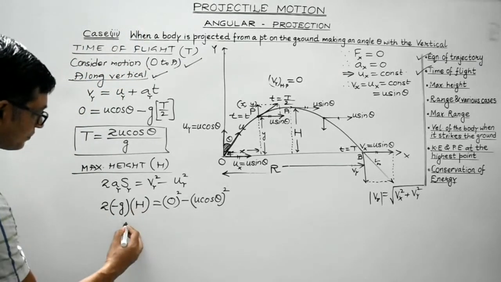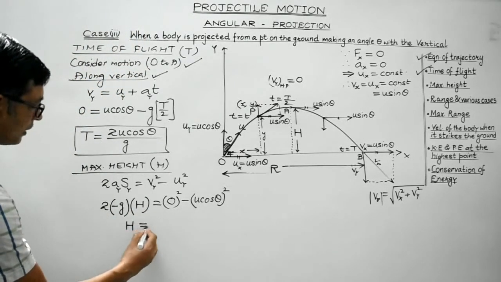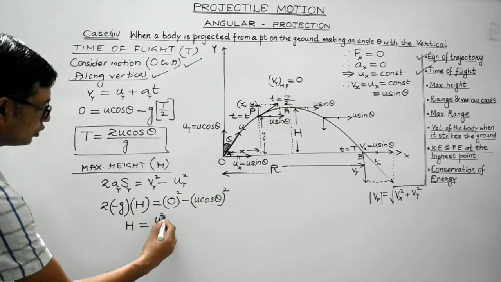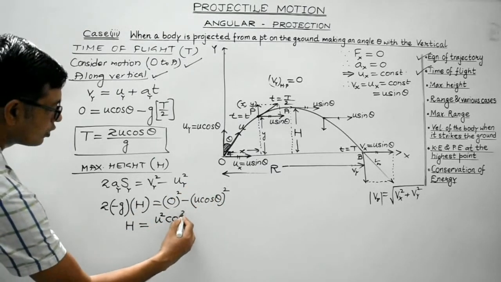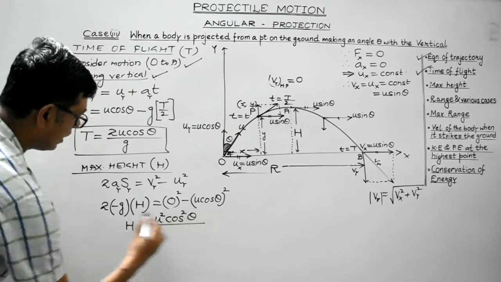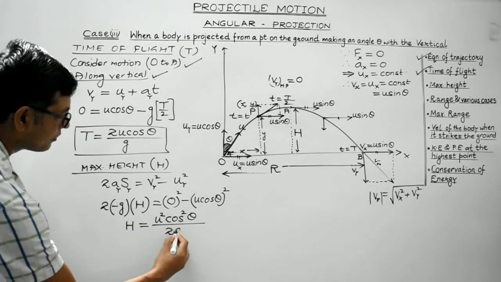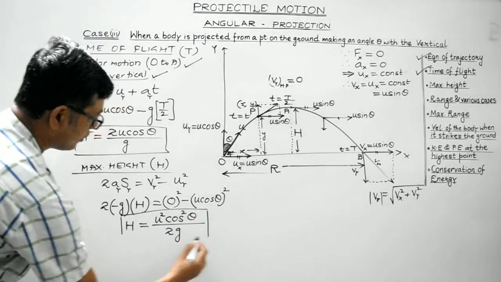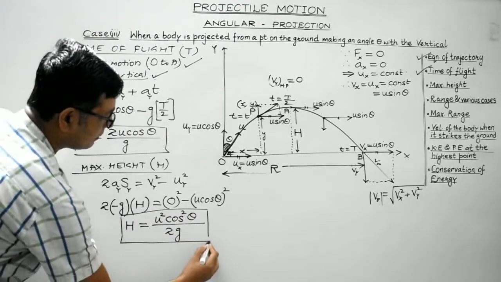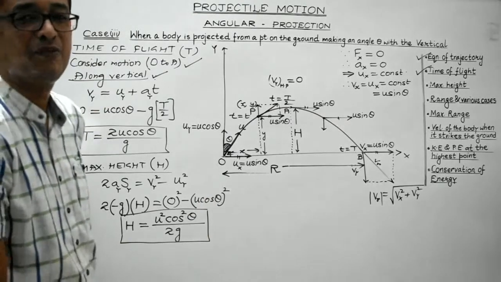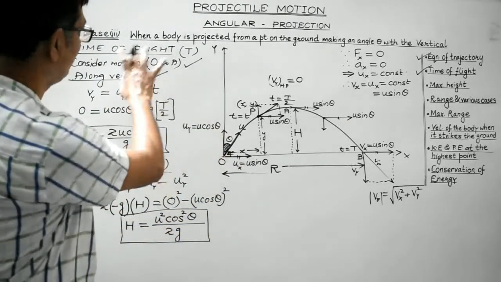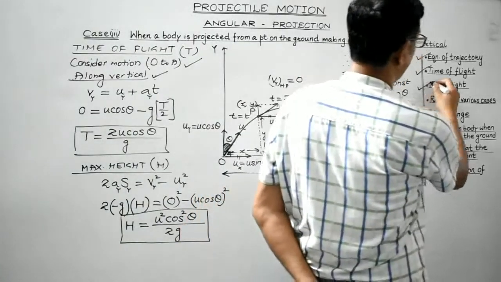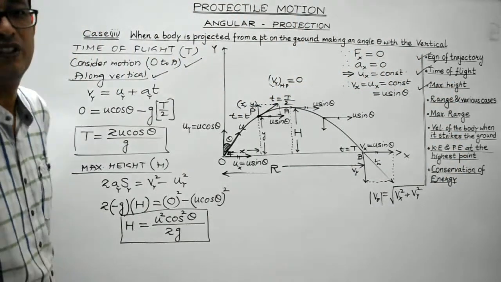What do we get? H will be equal to minus, get cancelled. Here we will get u square cos square theta divided by 2g. So students, this is the expression for the maximum height attained by the projectile in case 3. Right? So, we are over with the expression for the maximum height as well.